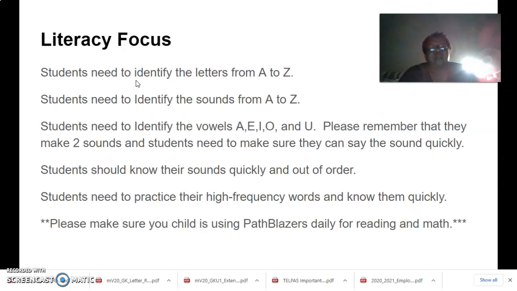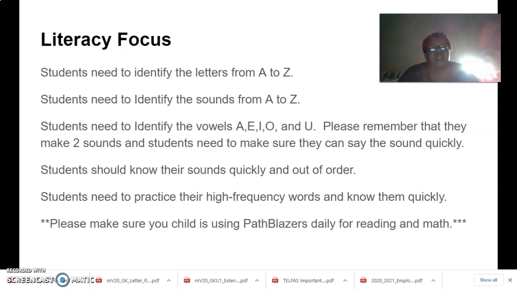The first thing is our focus is making sure we know our letters A to Z, uppercase and lowercase, or big and little letters, making sure that they know their sounds and are able to recognize those sounds quickly so that when they're reading they can use those to sound out words. It just helps with learning to read and gives them some tools for reading.